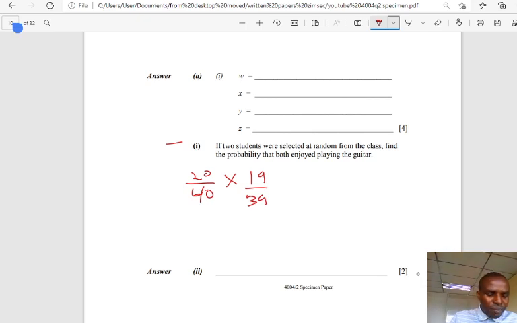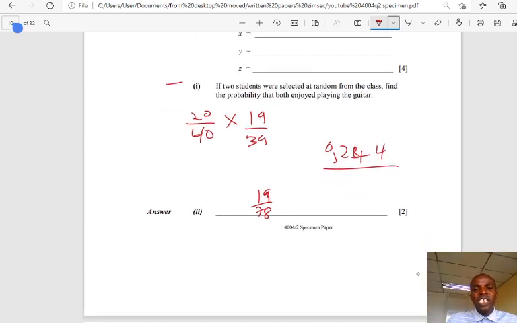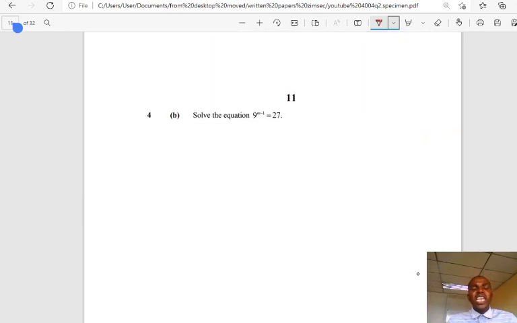So you can use your calculator. 20 over 40, then times 19 over 39. Then you get 19 over 78. That will be your final answer. Or you can put it in decimal to three significant figures, 0.244, like this, to three significant figures. Then done. Next question. Solve the equation 9 to the power m minus 1 is equals to 27.